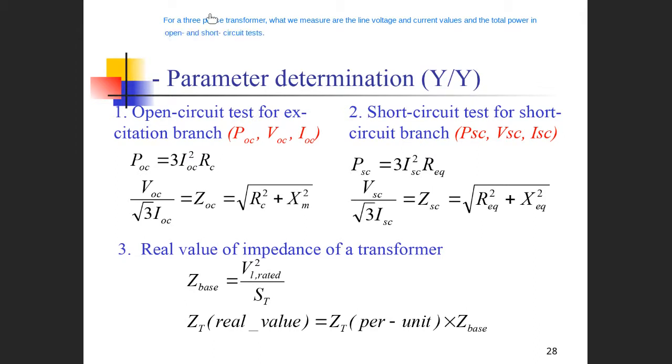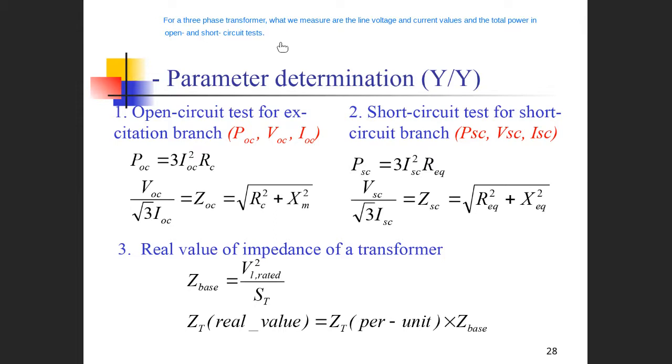Okay. So pay attention to these statements: for a three-phase transformer, what we measure are the nine voltage and the nine current values and the total power in the open and short circuit tests. Remember, we have no means to measure the per phase values. We do not even know the transformer's connection. We just take measurements on the lines connected to the transformer.